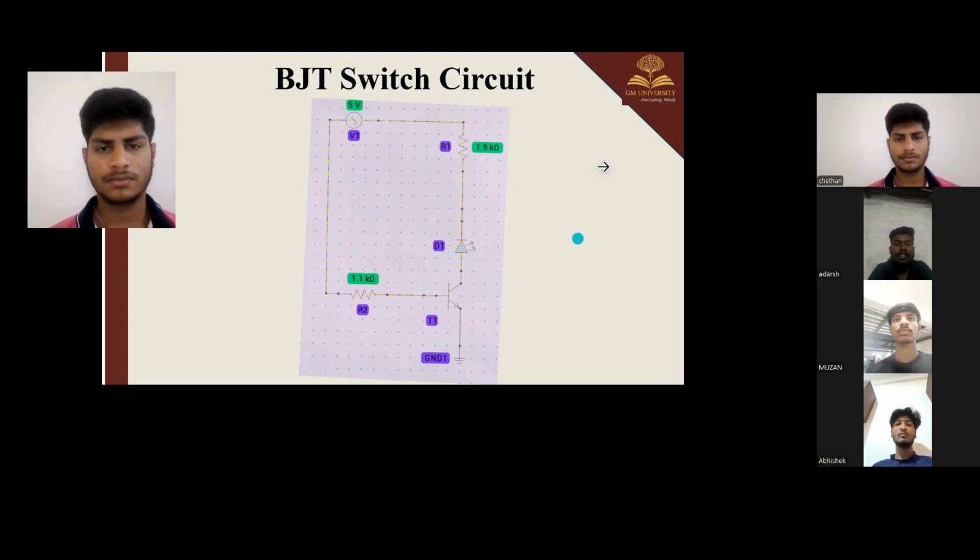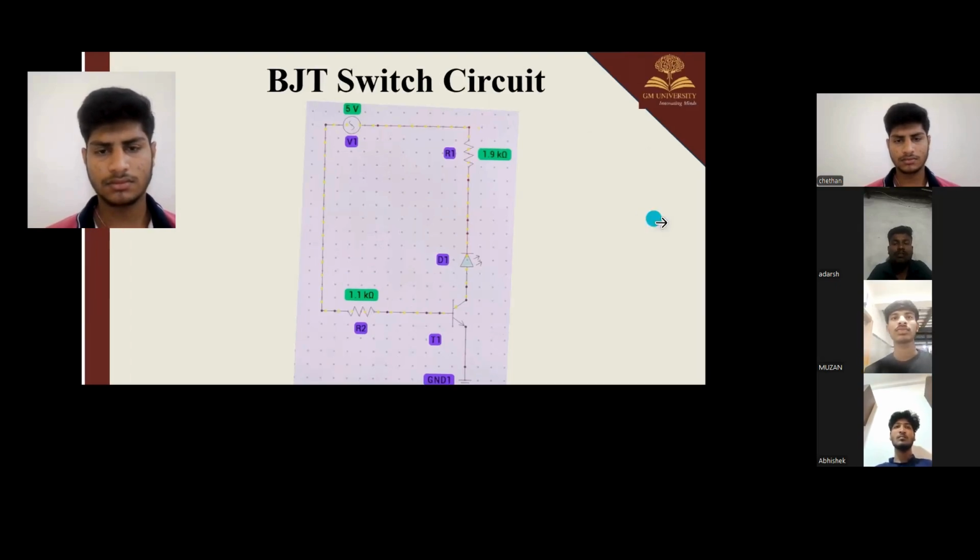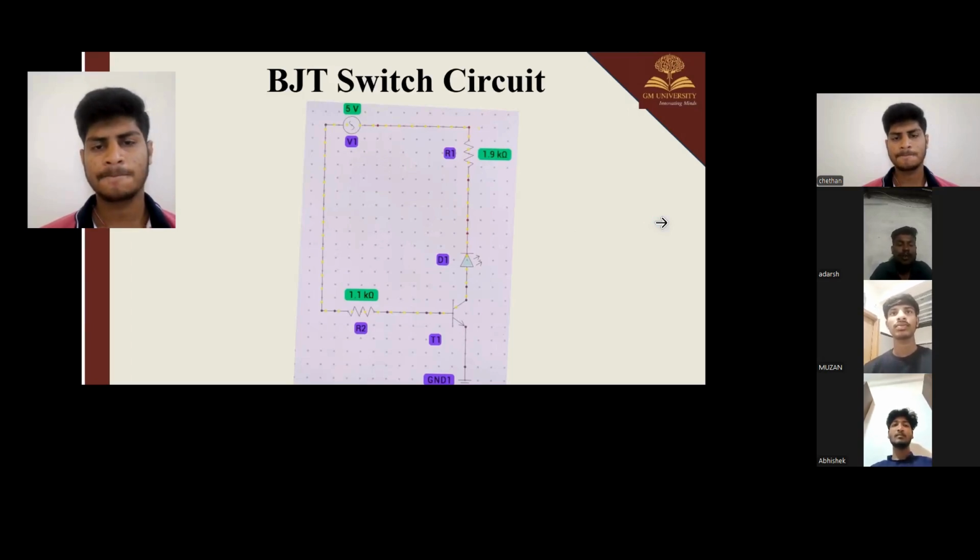A BJT is used as a switch because it turns on or off very fast and needs only a small signal at the base. It controls a large current using a small current. It is widely used in LED controls, relay driving, microcontroller circuits, and motor control.